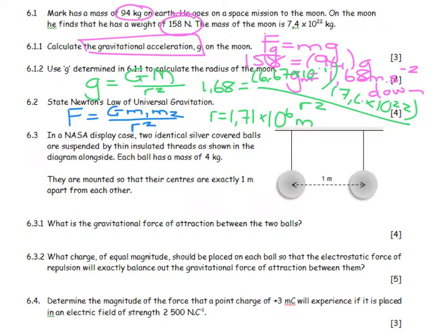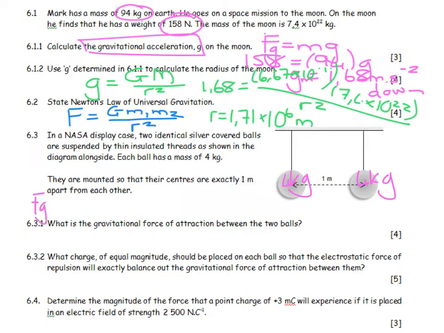In a NASA display case, two identical silver-covered balls are suspended by thin insulated threads as shown in the diagram alongside. Each ball has a mass of 4 kilograms. They are mounted so that their centers are exactly 1 meter apart from each other. What is the gravitational force of attraction between these two balls?